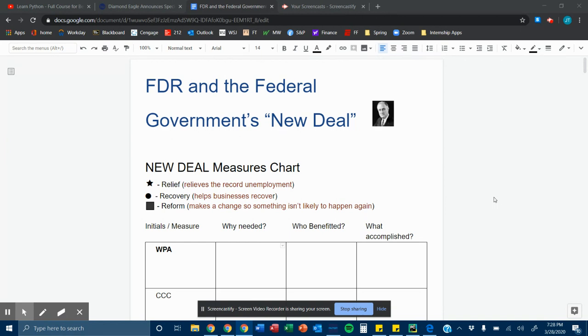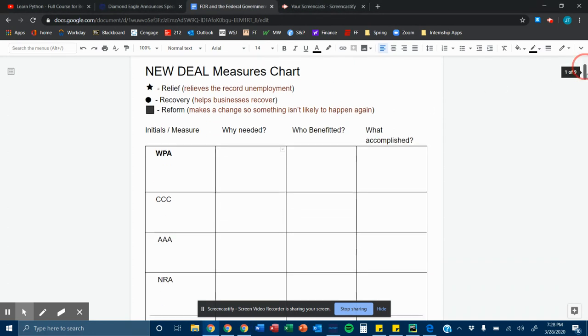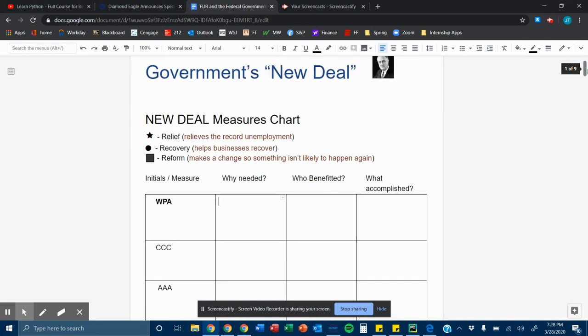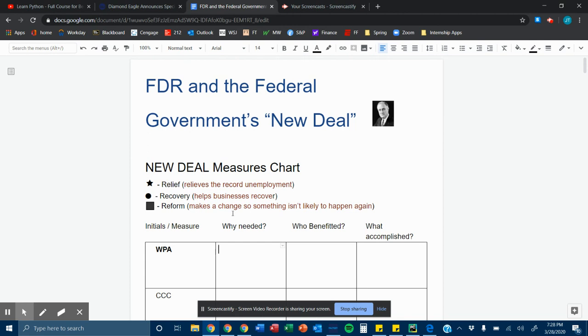What I'm going to be doing in this screencastify is setting up for you to do this FDR and the federal government's New Deal measures chart, and that is right here. Before we can do that, and before I break that down, and this is going to take a little bit of time, I think this video will be close to about 20 minutes.